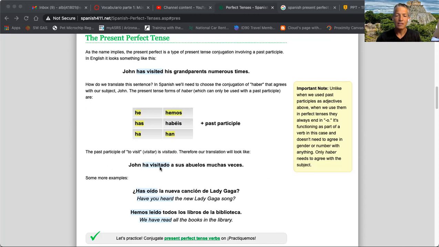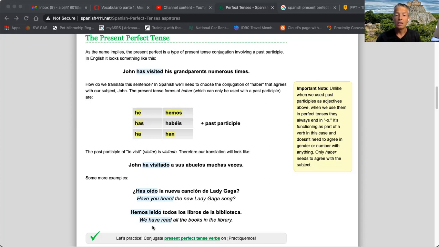Juan ha visitado a sus abuelos muchas veces. Juan has visited his grandparents many times. ¿Has oído la nueva canción de Lady Gaga? Have you heard the new Lady Gaga song? Hemos leído todos los libros de la biblioteca. We have read all the books in the library.